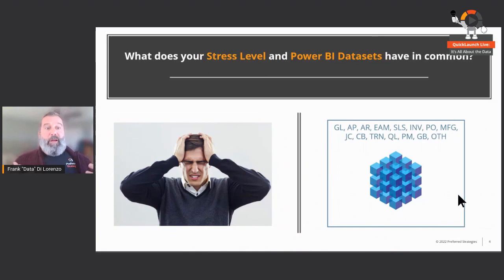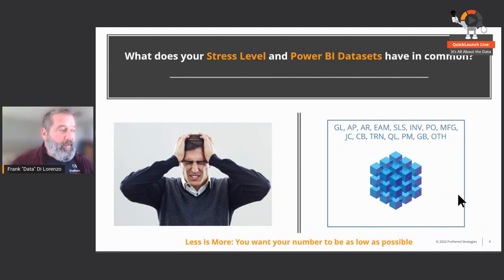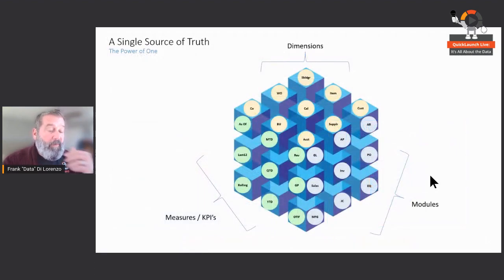Finally, what does your stress level and Power BI data sets have in common? I think the answer is starting to become pretty clear. Less is more. You want your number to be as low as possible. Now, in this example, all the modules are living in one combined, all the perspectives in one data cube, represented by the blue cube. If we take a look here, hopefully this helps spell it out a little further. So here's my dimensions, all my facts that I'm breaking this down by, all my modules. So there's AR, GL, sales, like we've just talked about.